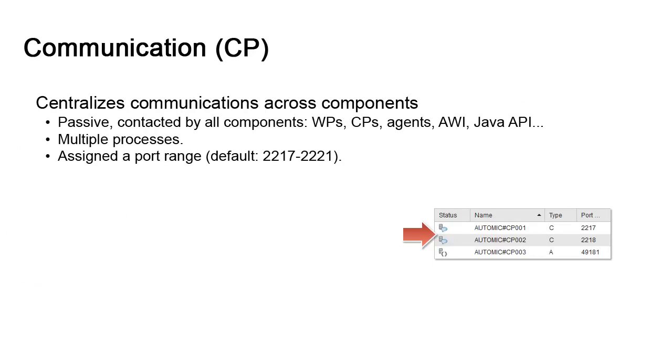We start with the CP, which listens for incoming connections from other components, like a WP and a task submission, an AWI connection via logon, an agent connecting to AE, the Java API, and more. The CP simply ensures communications across the entire landscape. Automic recommends starting multiple CPs for the purposes of load management. Obviously, communication processes must be available over the network. For this, ports are defined in ucsrv.ini, and the default range is set between 2217 and 2221.